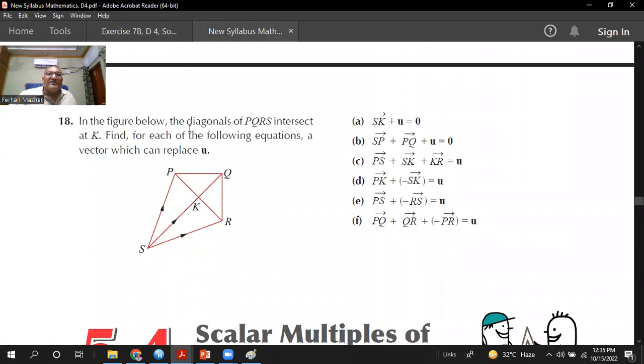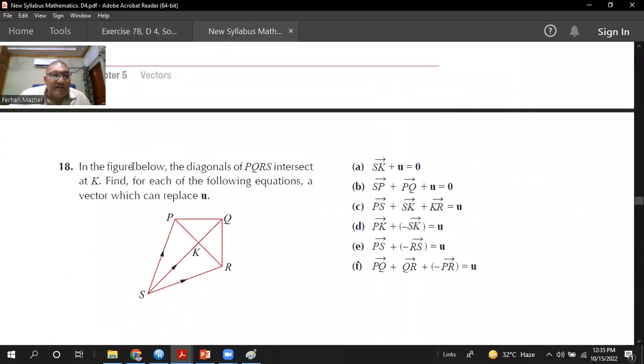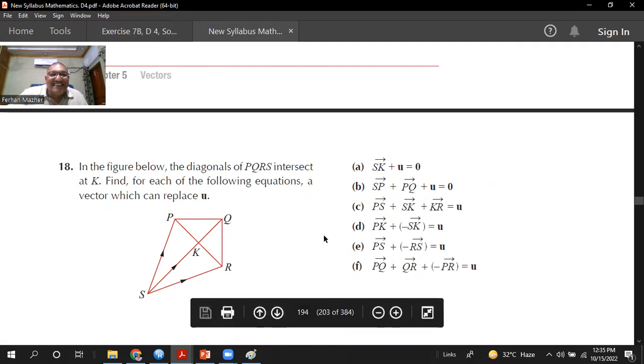Okay, so we are going to the next question. It's a kite. In the figure shown below, the diagonals of PQRS intersect at K. Find for each of the following equations the vector which can replace U. So it's a kite basically. It looks like a kite. He did not say a kite.